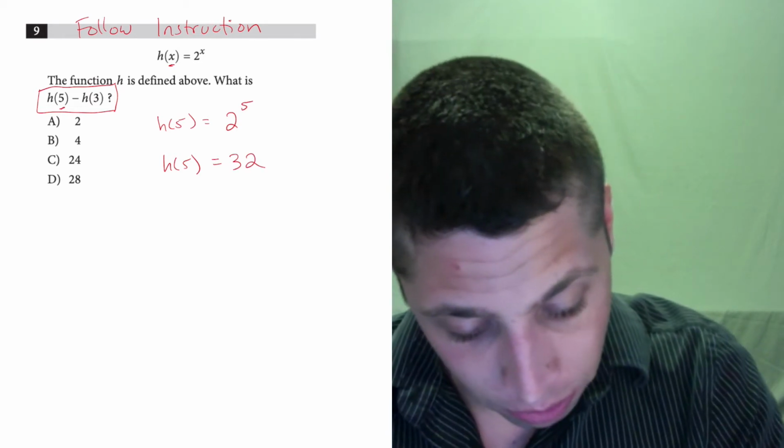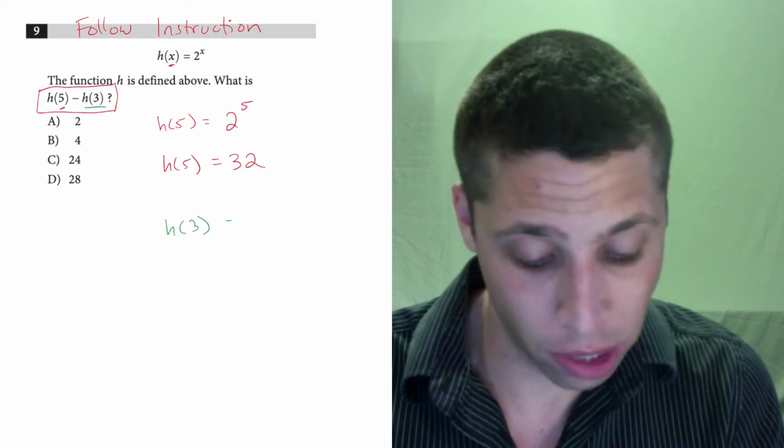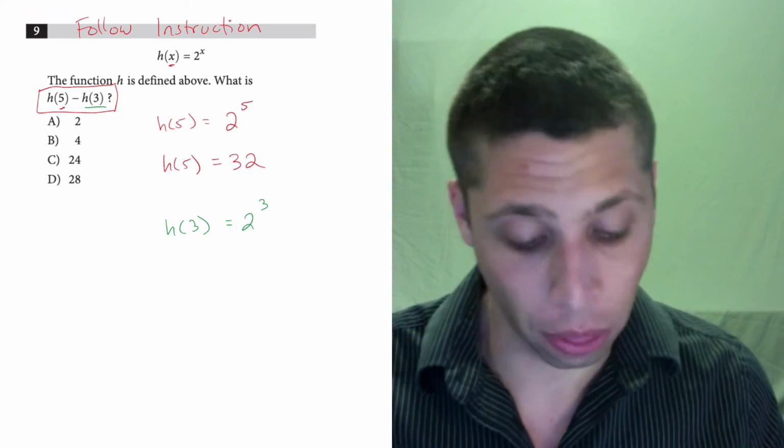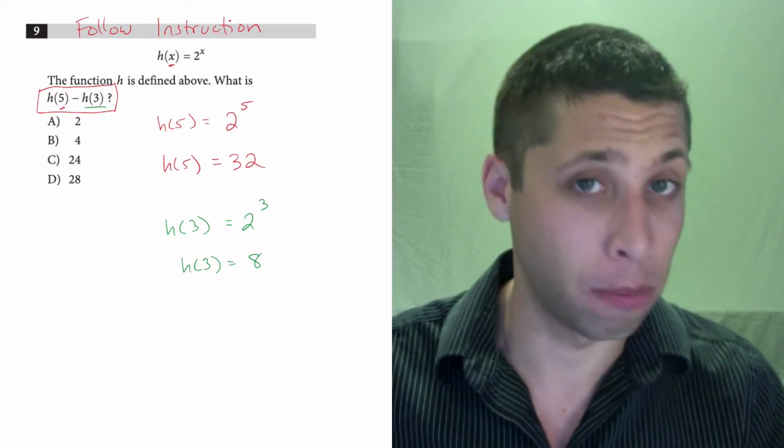And then let's do a different color for the h of 3. New instruction, new number, but we still put it in the same exact place. Now it's 2 to the 3rd, which hopefully we know is 8. 2 times 2 times 2.